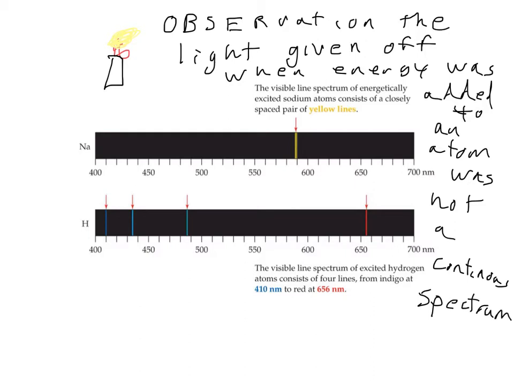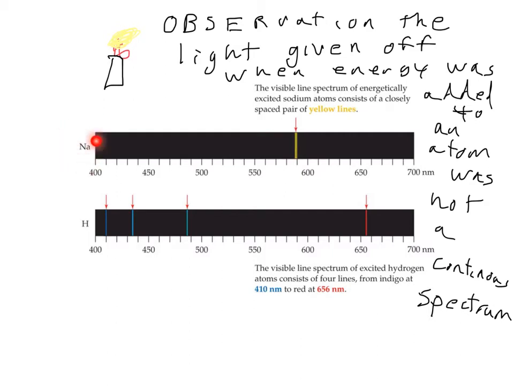So, observation. What Balmer observed was that when light was given off by the excited atoms, the energy was not a continuous spectrum. Instead of producing a continuous spectrum, the elements instead produced what are known as line spectrums. And what we see on this slide are actually a series of line spectrums.